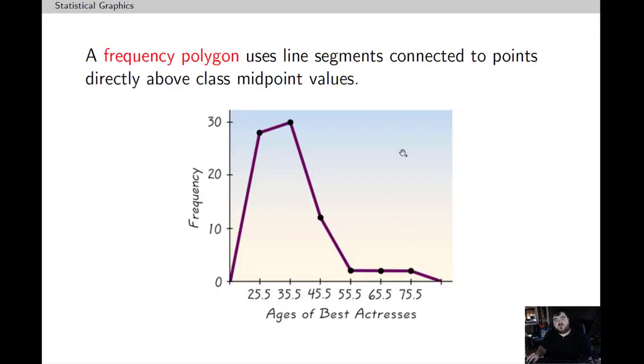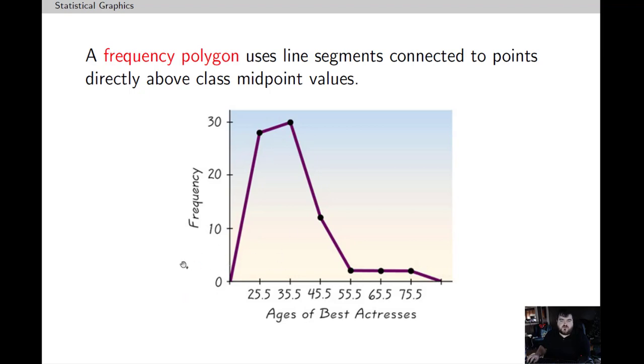The first one we have here is called a frequency polygon. And it's basically this line segment form of your histogram. So they basically took the bars that you normally have with a histogram, and they put little dots on the top of the bars, in the middle of each of the bars, at the class midpoint, and then they just drew a line that connected all the dots that they put up there.